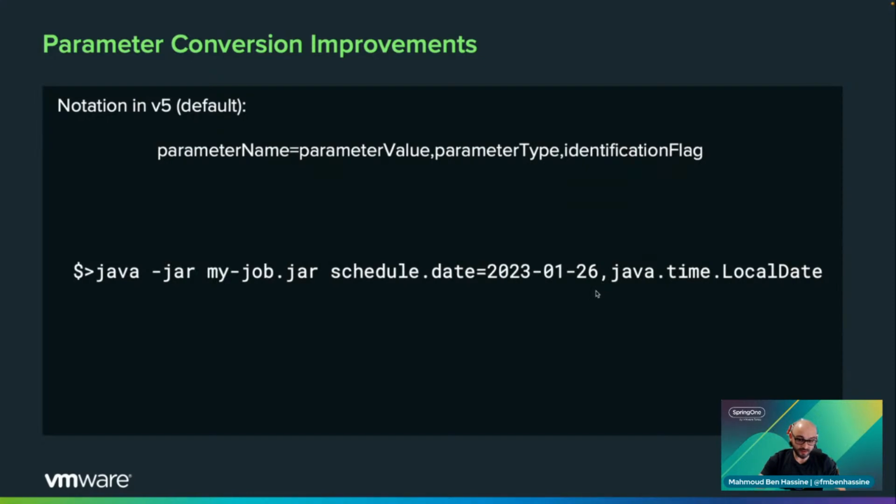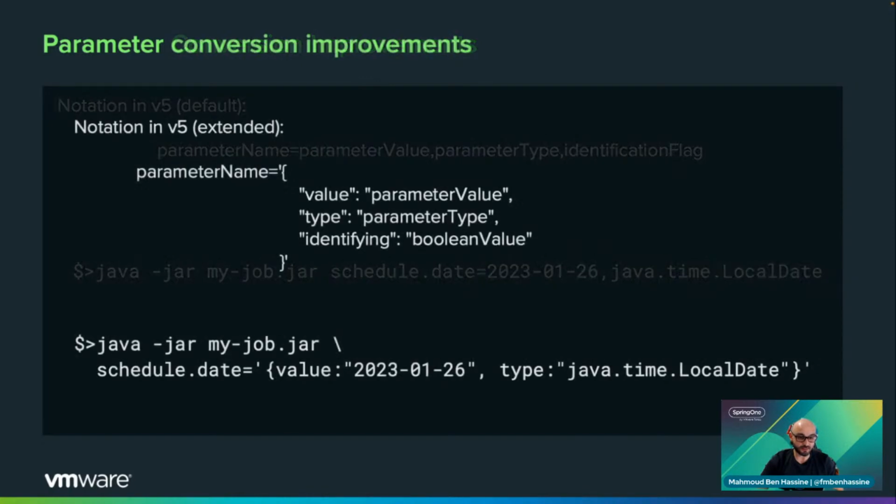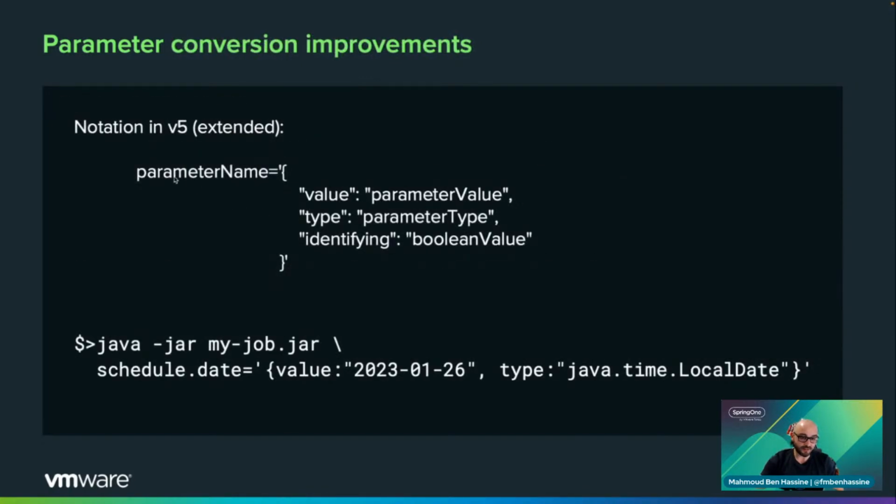The only issue that can happen here is that if the value of the parameter contains a comma, that's a problem because we don't know which part is part of the value, and the other one maybe will be parsed as part of the parameter type and so on. That's why we added a new notation, which is the extended notation. Again, it's a standard key value pair, with a specific interpretation of the value. And here it's a JSON object instead of a comma separated list.